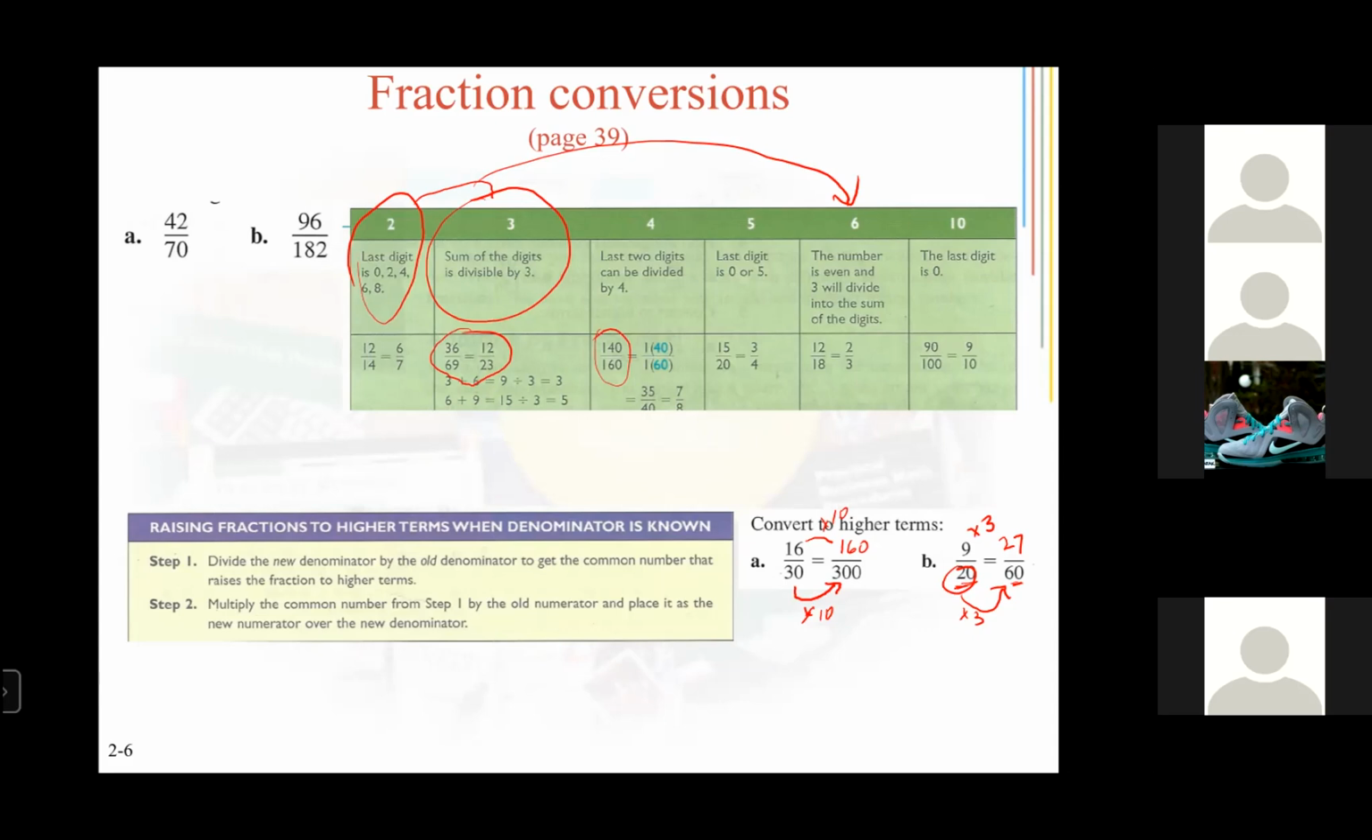All right, sometimes you could actually go the opposite direction. So if I give you, for example, let's say I give you 12 over 20, and I say to you that's equal to, let's say, blank over 10.